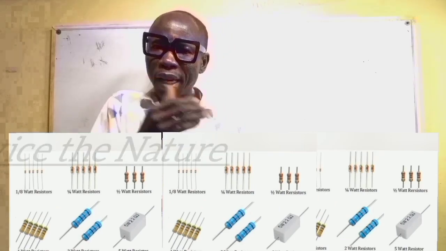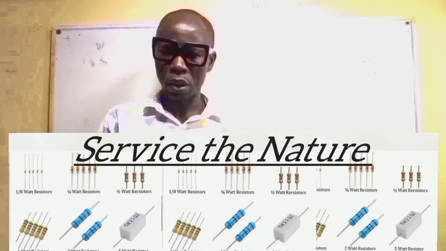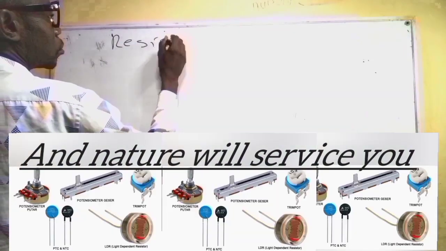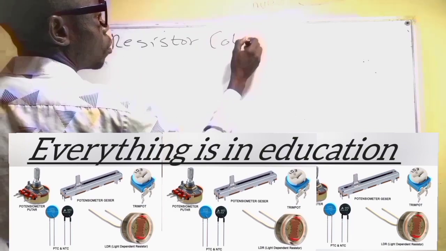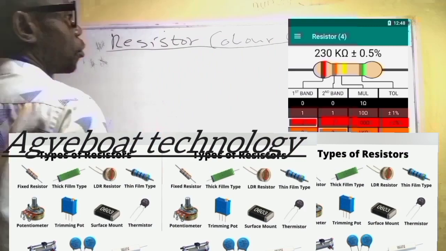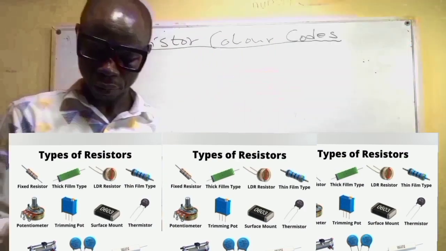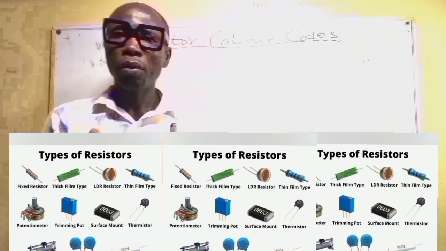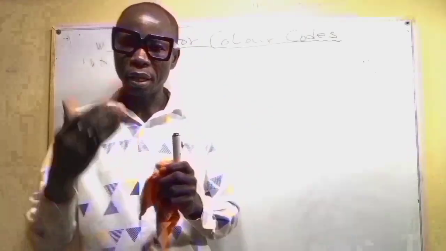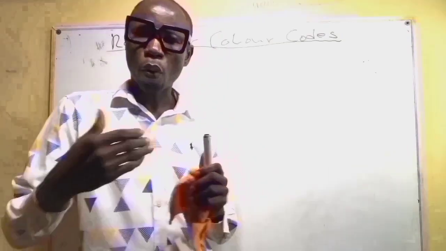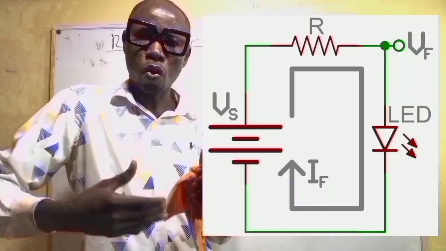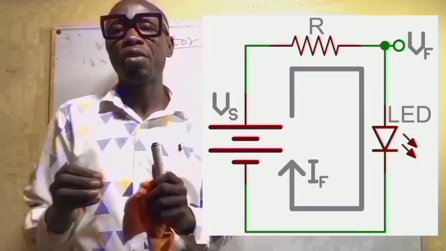Today we are coming to learn about resistor color codes. Please look on the board. Resistor color codes. When we talk of a resistor in electronics, it is a component which has a resistance to reduce or oppose a flow of electric current.